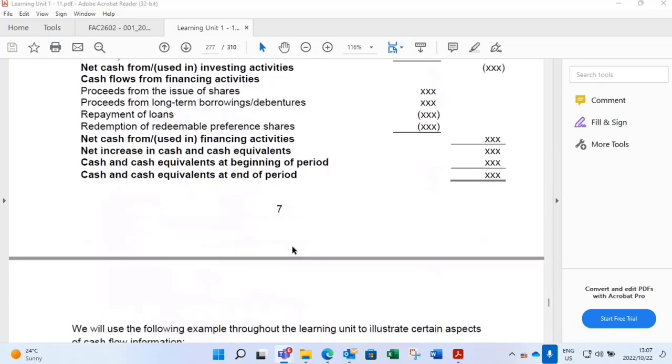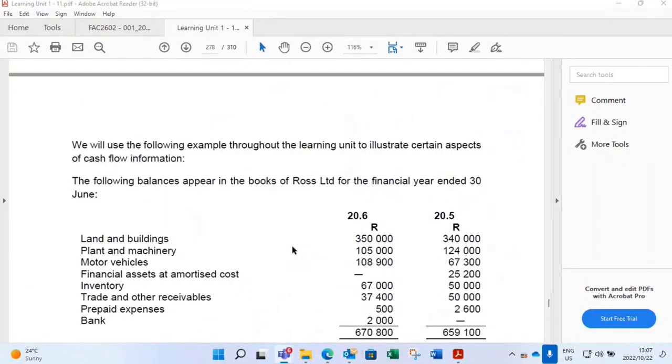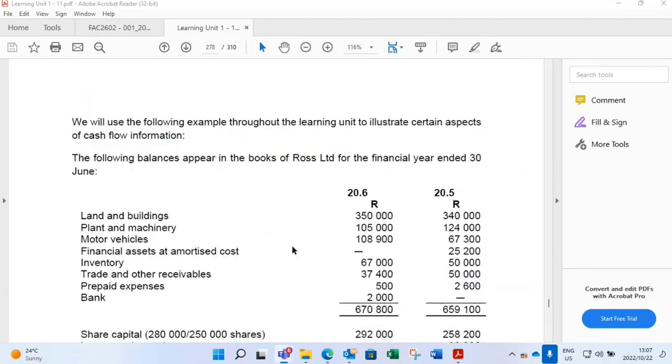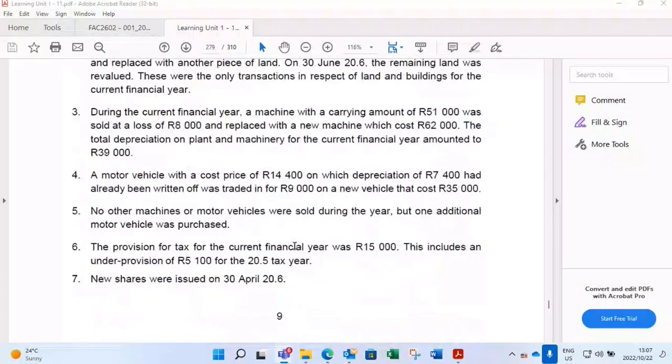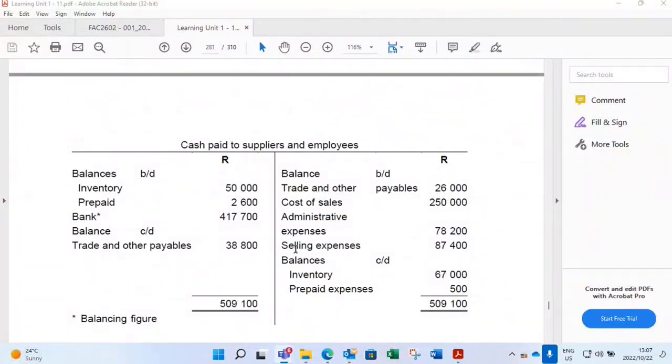Okay. So normally you have to calculate this using the T format. You have to draft your ledger account, and then from there you focus on the balances brought down. It will always be the inventory.